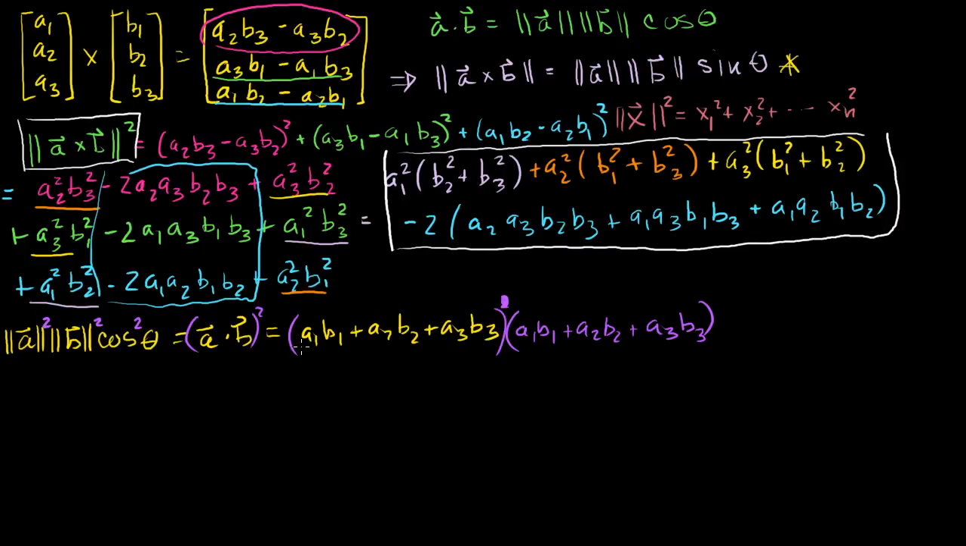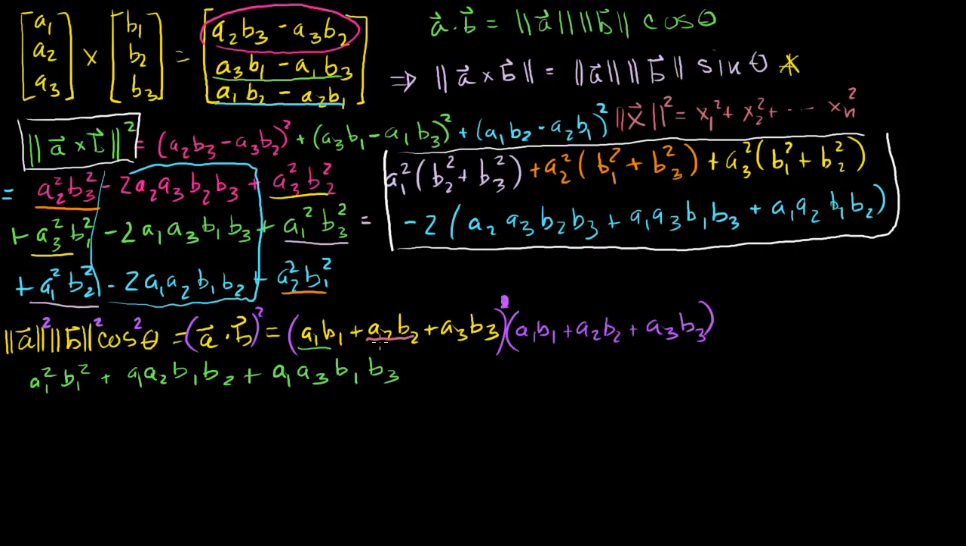So first, let's multiply this guy times each of those guys. So you have a1 b1 times, well, there, a1 b1. You get a1 squared b1 squared plus this guy times this guy, a1 a2 times b1 b2, plus this guy times that guy, a1 a3 times b1 b3. Fair enough. Now let's do the second term.